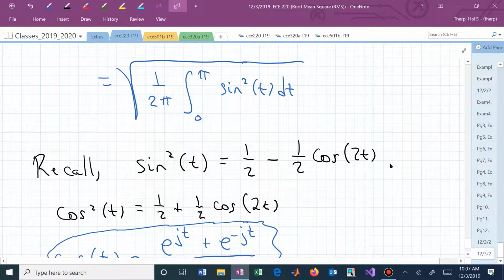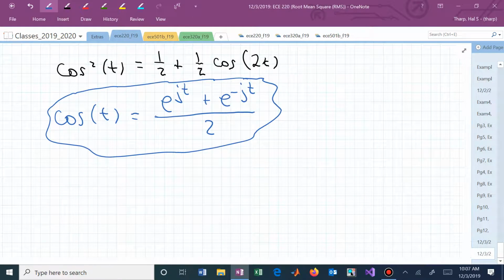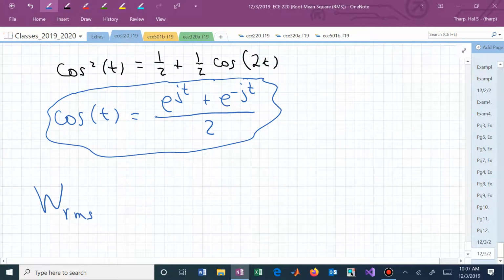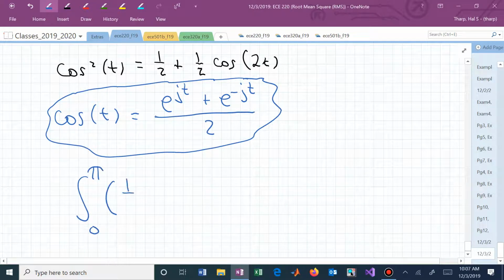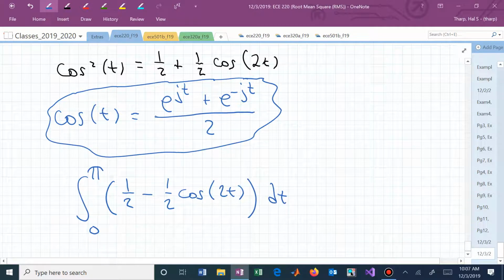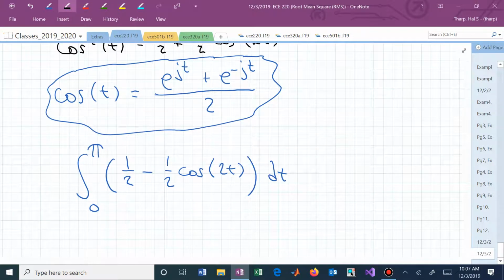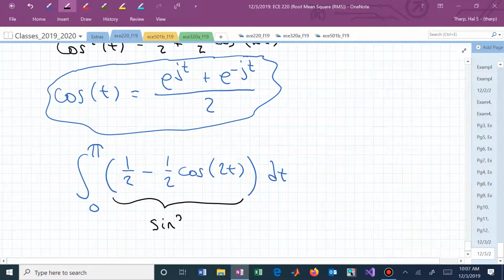That's now going to allow us to rewrite this expression for W RMS, or let's just not get quite there. Let's just look at the integral, which was sine squared from 0 to pi, of 1/2 minus 1/2 cosine 2t dt, where this is the sine squared.